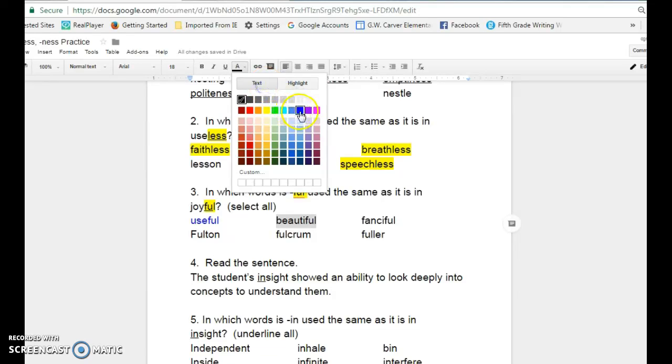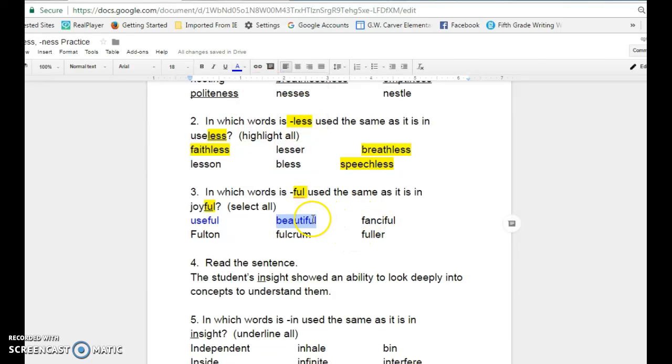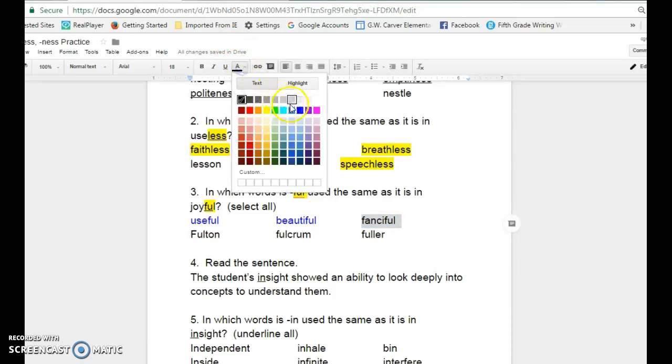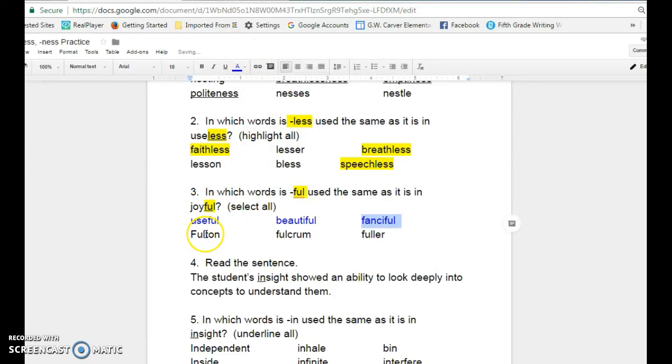So your test on this will be on Google Docs. So if you want to change the color, you can. Fanciful, does it mean full of fancy? Yes, it does. Fulton, does that mean full of ton? Well, first of all, it's at the beginning of the word, so it's in the wrong place. I would X that out. I know it does not mean that. Fulcrum, does that mean full of crumb? No, it does not. It is in the wrong place. A fulcrum is a part of a machine. Fuller, does that mean full of er? No, it does not. So those top three were the correct answers.